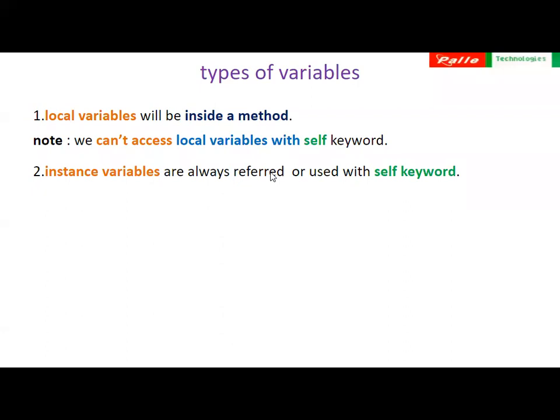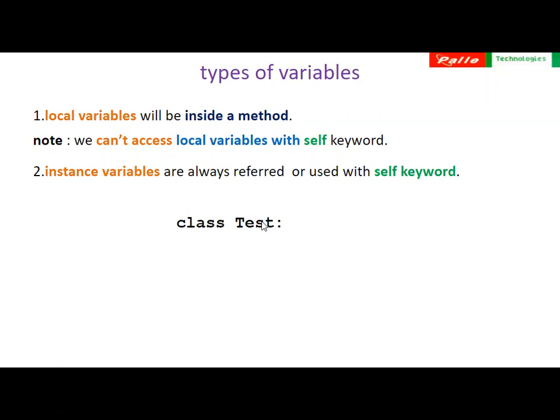Yesterday I showed an example, right? I created some variables in one method, and I am trying to access them in another method using self. Is it possible? No. We can access only instance variables using the self keyword. Is it clear? Okay, now let us see one example.